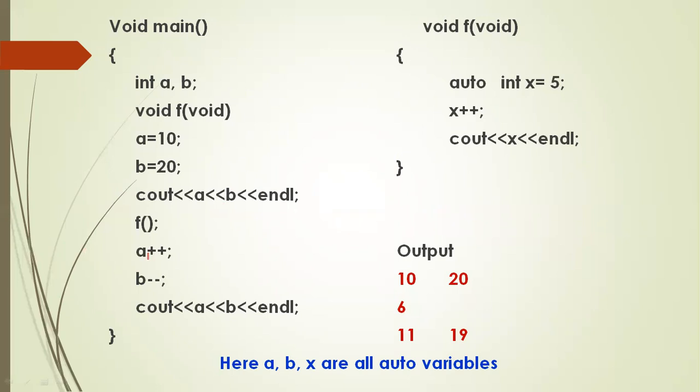So the automatic variable a now becomes 11. Similarly, b-- means b becomes 19. Again, display the value of a and b. The output will be 11 and 19.